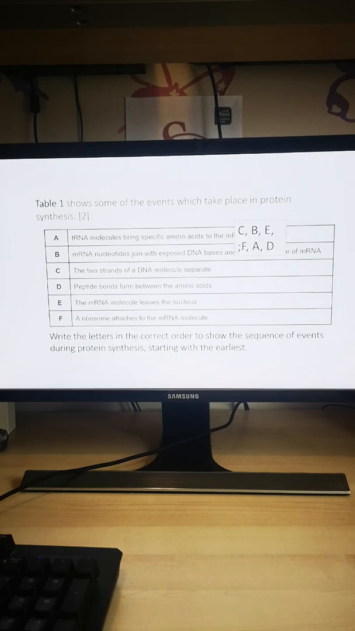Joining me back. So it was the strands separate first, then the RNA nucleotides join to expose bases. Okay, then we skipped quite a lot there because then the RNA polymerase would join them together and produce the mRNA. Then the mRNA leaves the nucleus, attaches to the ribosome. The tRNA brings the specific amino acids, and finally peptide bonds between the amino acids.